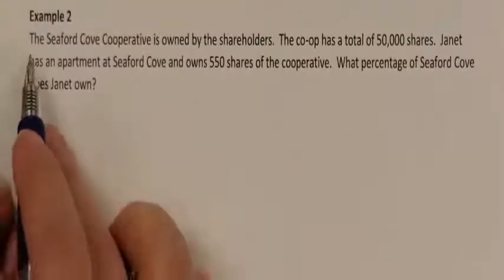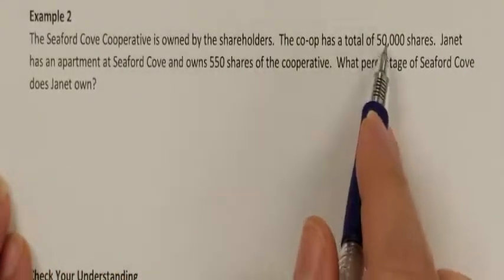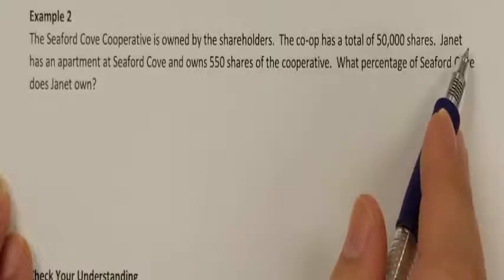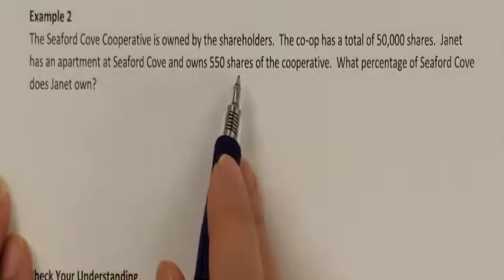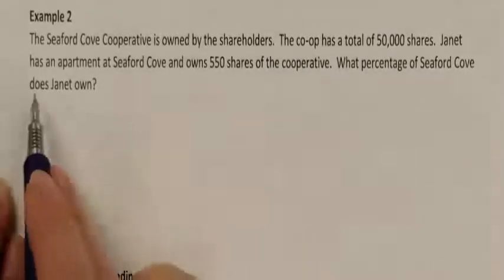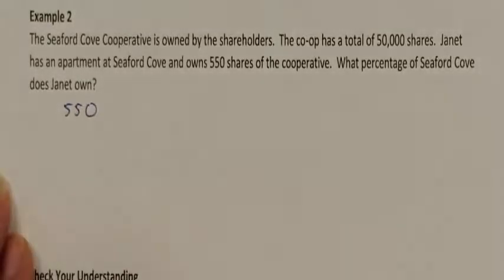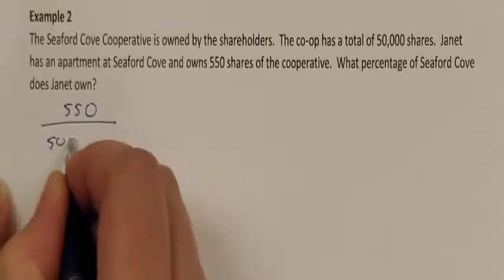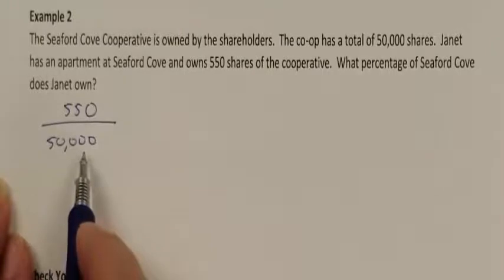Example 2. The Seaford Cove Cooperative is owned by shareholders. The co-op has a total of 50,000 shares. Janet has an apartment at Seaford Cove, and she owns 550 shares of that cooperative. What percent of the Seaford Cove does Janet own? So Janet owns 550 of the units. And how many of those units are there? There are 50,000 units. So this is how much she owns out of the total.